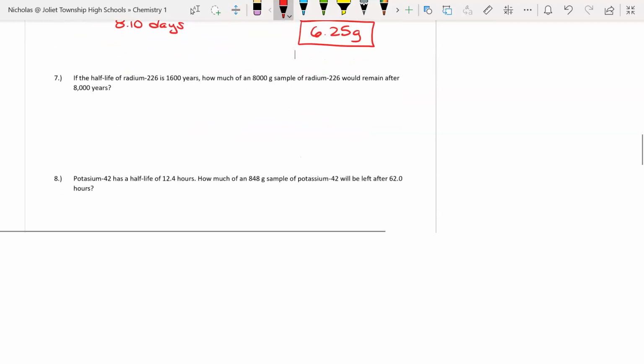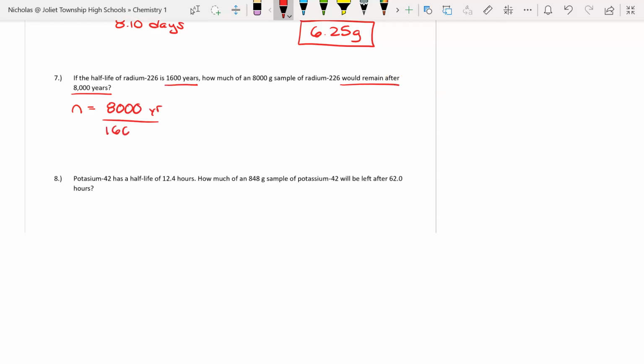Okay. Number 7. Same thing, I'm going to start by finding my N value. Time passed is 8,000 years, would remain after 8,000 years. And my half-life is 1,600 years. 8,000 divided by 1,600 is 5. And I will plug into my half-life equation.